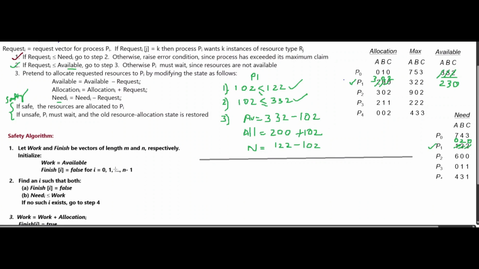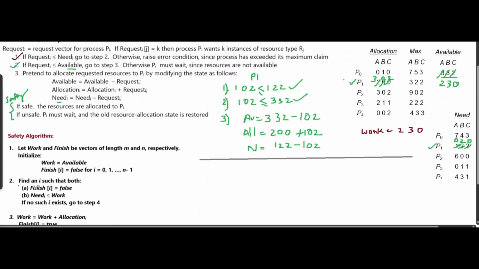Okay, now let us run. Now, what it is told? We need to take one variable called work, and the work value should be equal to the available. So, let us take the work variable here, and that work variable is equal to your available. What is available? 230. So, work is now 230.